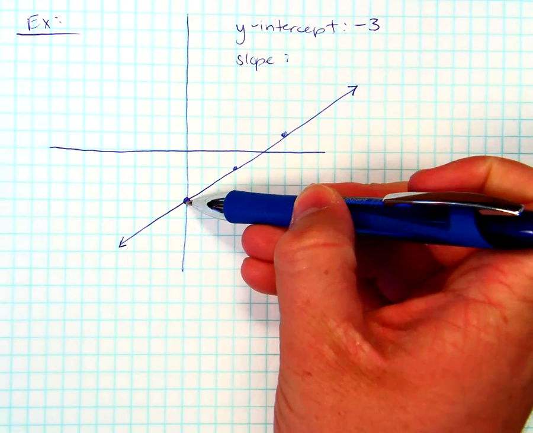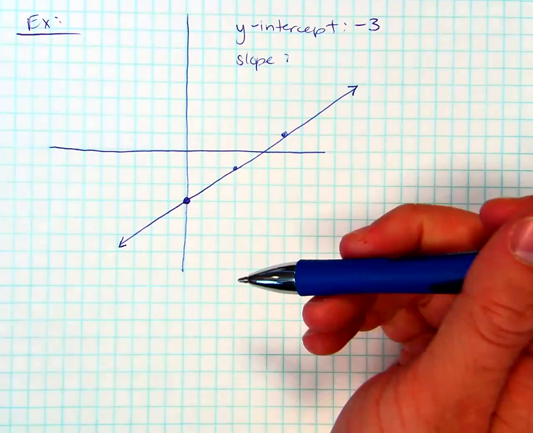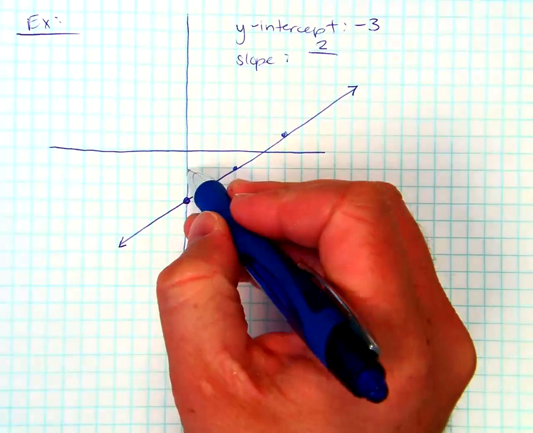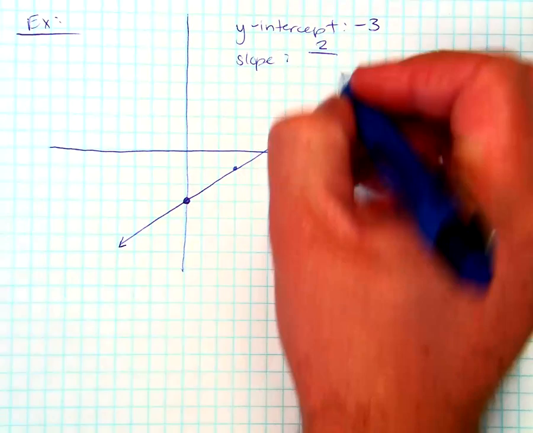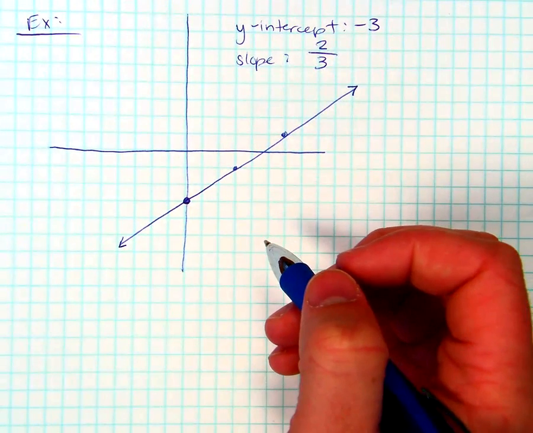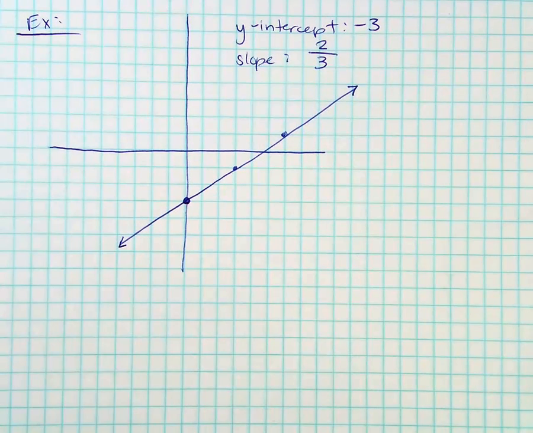So from this y-intercept, how far up do I go before I go over? 2. So my rise is 2. And then how far over do I go? 3. Okay? Big question here, though, is should these be positive or negative? I went up and I went right. They're both positive, so we're going to make this a positive 2/3 for the slope.